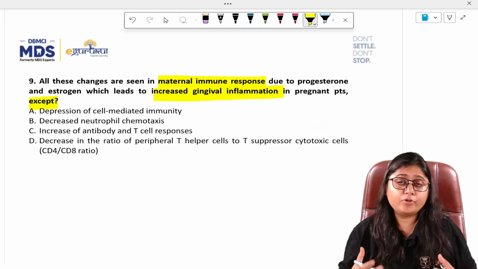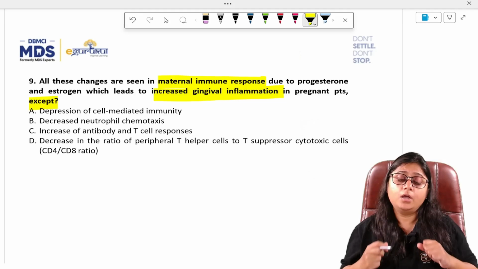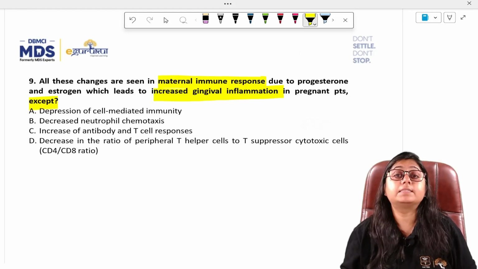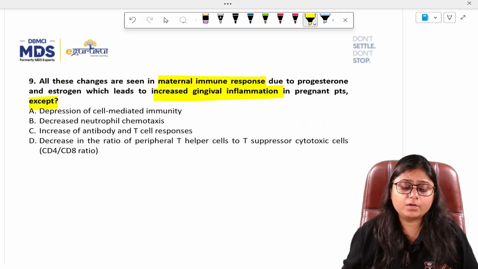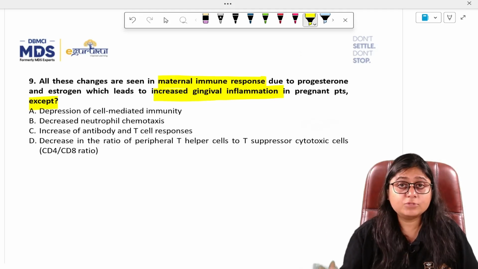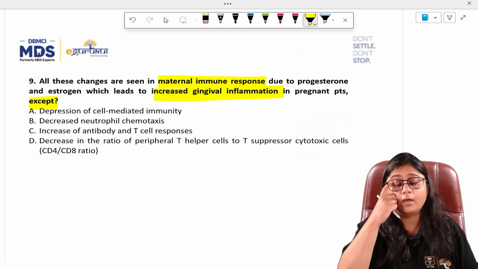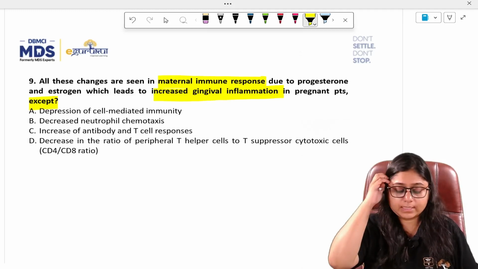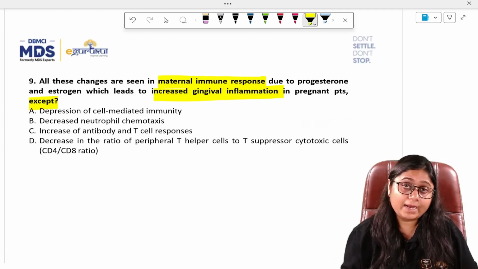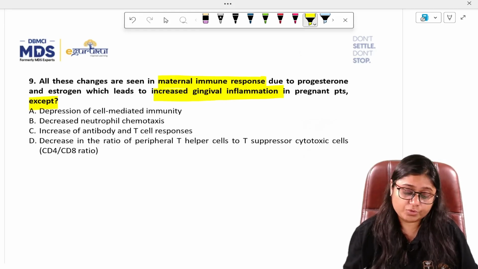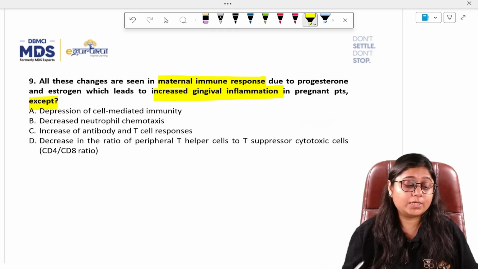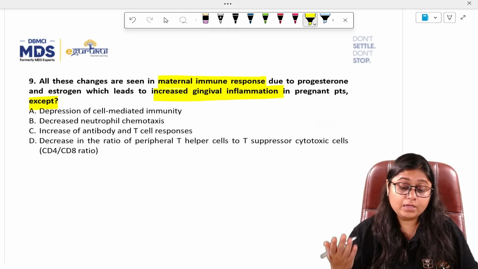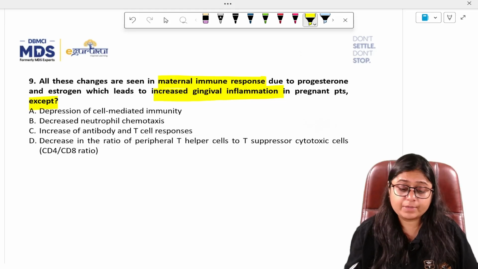So depression. You have to remember that in a pregnant patient, the immune response is always decreased. If you have never heard about this topic, just put some logic and remember that. Even if you don't know that, read the options. Option A is depression of cell-mediated immunity. Option B is decreased neutrophil chemotaxis. Option C is increased antibody and T cell response. And option D is decrease in the ratio of peripheral T helper cells and T suppressor cytotoxic cells.